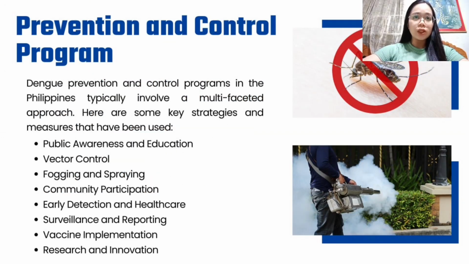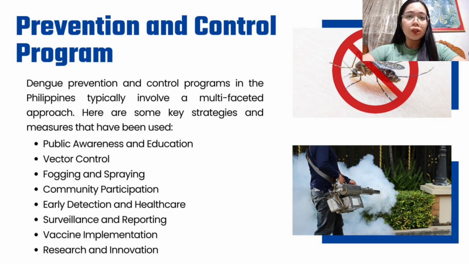Dengue prevention and control programs in the Philippines typically involve a multi-faceted approach. Here are some key strategies and measures that have been used. First, public awareness and education. Educating the people about dengue transmission, symptoms, and prevention is a fundamental component. This includes media campaigns, school programs, and community outreach.